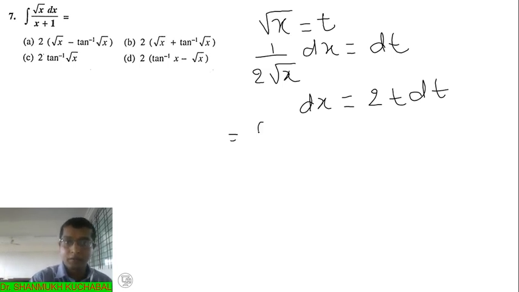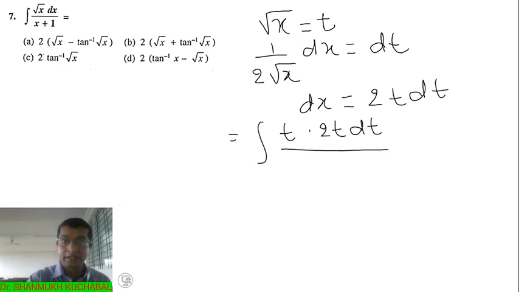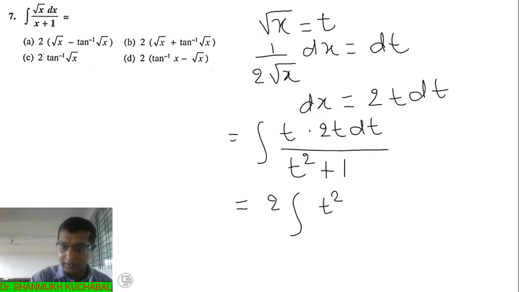Then this is equal to the integration of root x, which is t, and dx, which is 2t dt, and the whole divided by x plus 1. Root x is t, so if we square it, x equals t square, and I can write t square plus 1. Further we can simplify this: 2 is a constant, keep it outside. So it is t square dt divided by 1 plus t square.